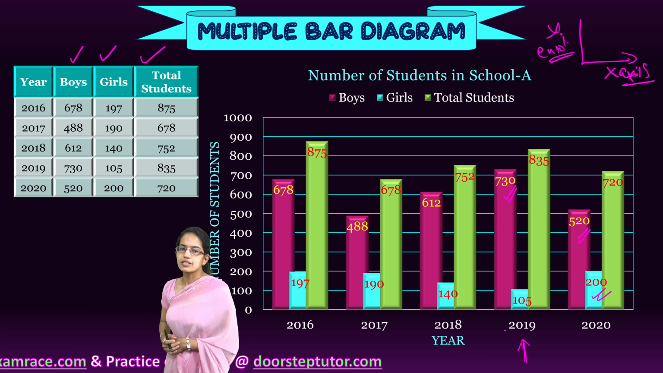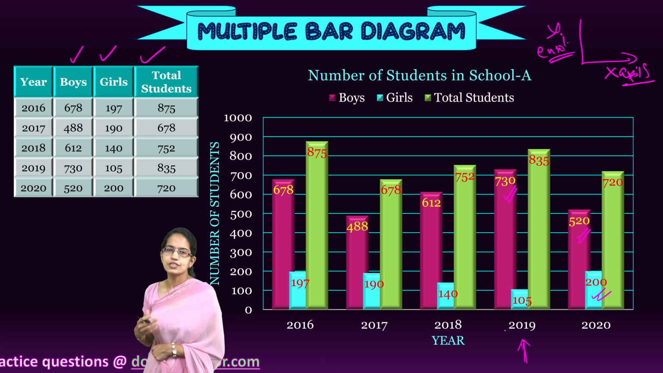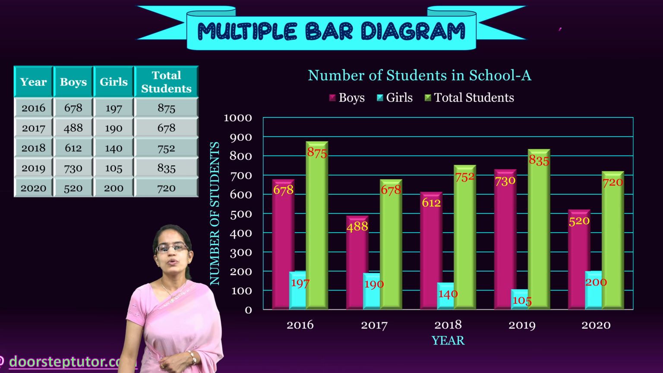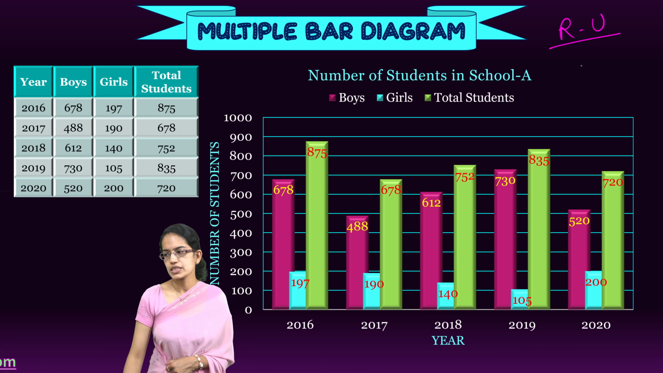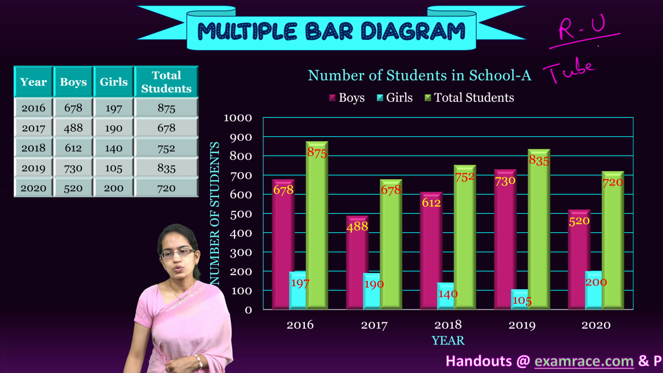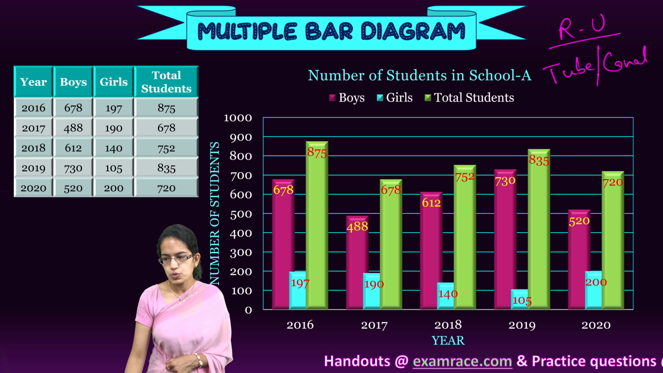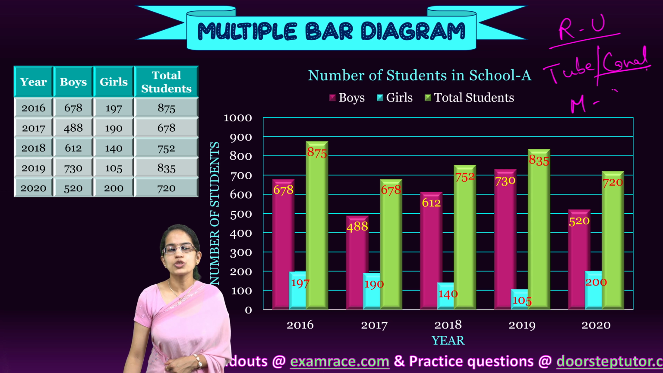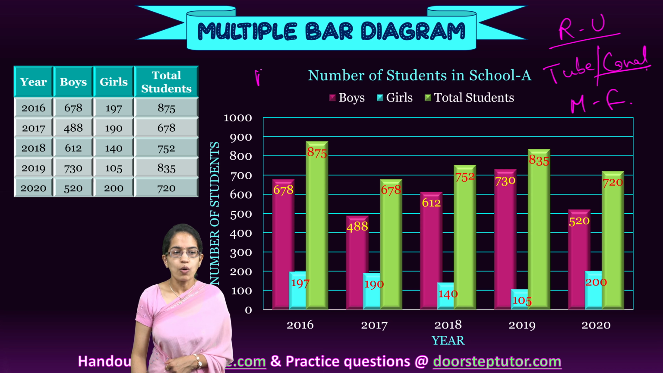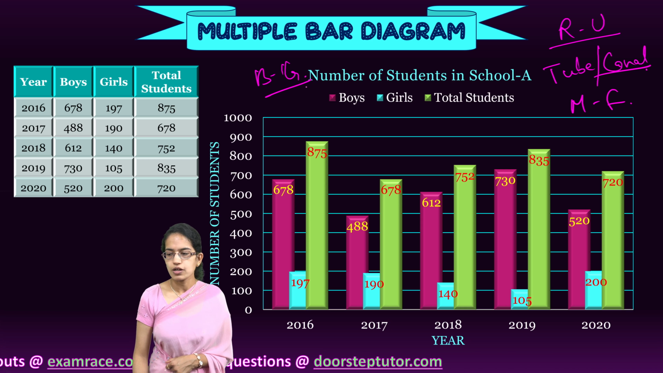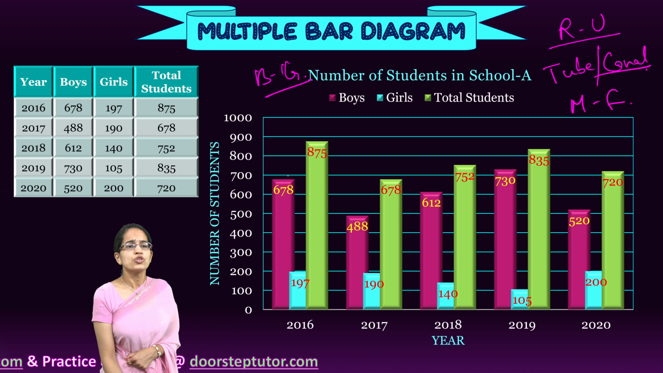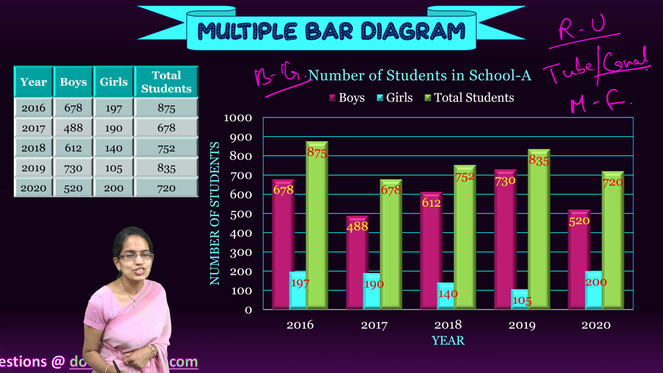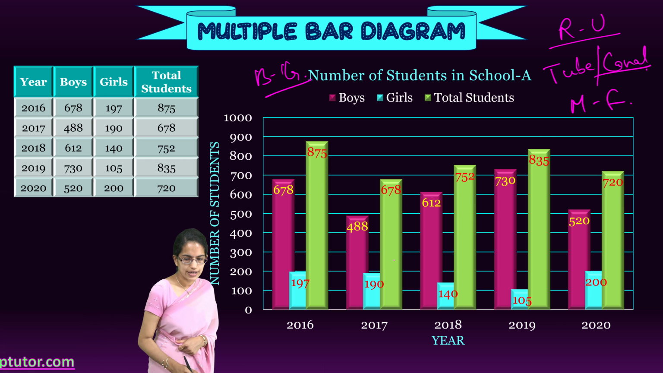Another important thing to understand is that a multiple bar diagram is usually used when you are trying to compare rural and urban population, or you are trying to compare, let's say, means of irrigation, so irrigation through tube well and irrigation through canal, or you are trying to show male and female population, boys and girls in a given school or college, the enrollments that are seen. So those are some of the places where you actually use a multiple bar diagram.